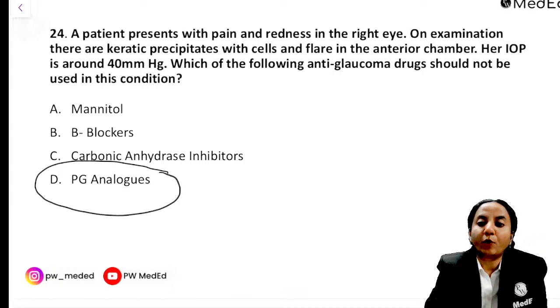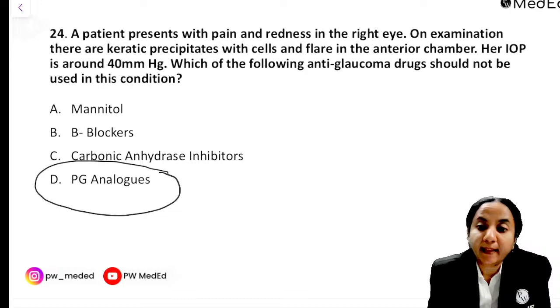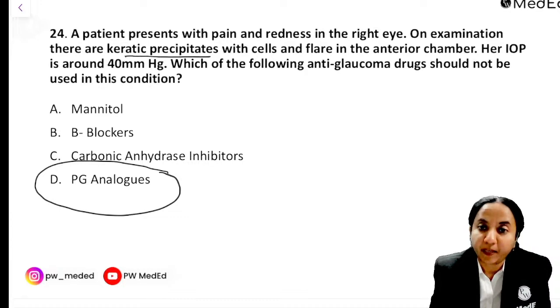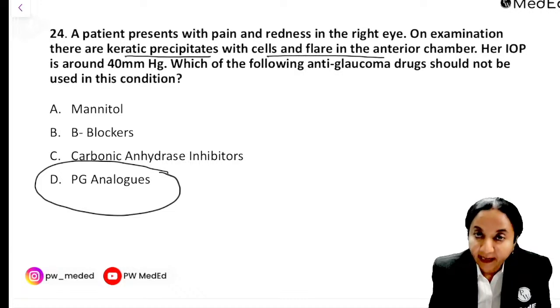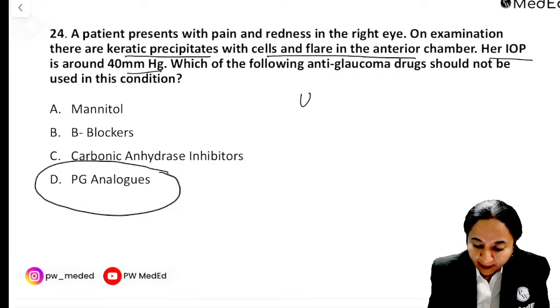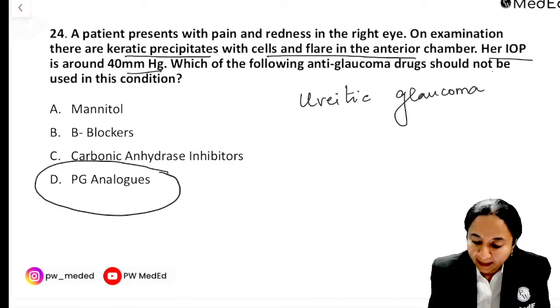Now the question is, what is the diagnosis here? So see, there are few keywords mentioned here. What are the keywords? Keratic precipitates, cells and flare in the anterior chamber, and IOP is high. So we know it's glaucoma, but what kind of glaucoma? This is basically uveitic glaucoma, or we can say this is inflammatory glaucoma.